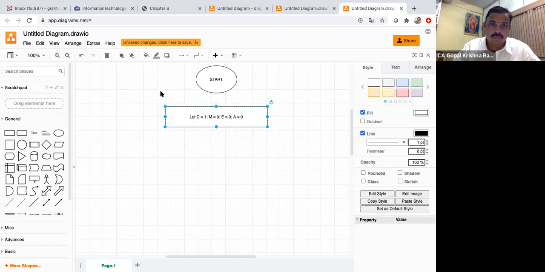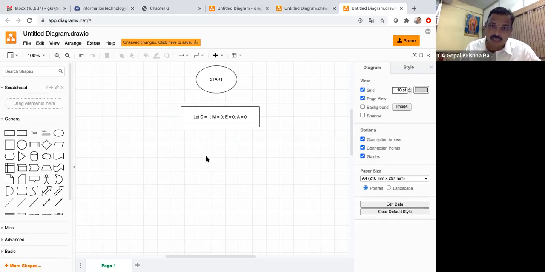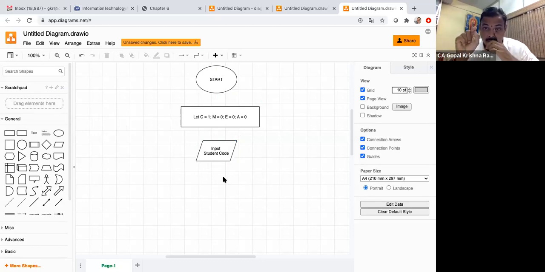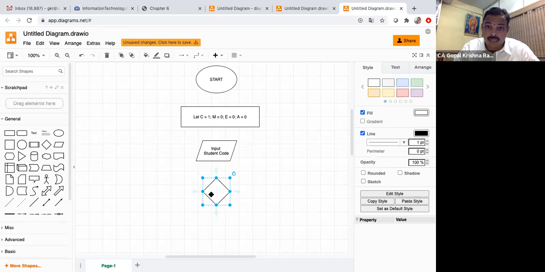Maybe I don't need much bigger than this. This is sufficient. Now what is the next step? Input the student code. What is input? Input is a parallelogram. So input the student code. Now what is the student code? M or engineering or arts. So now I am going to use the diamond box. Very important.